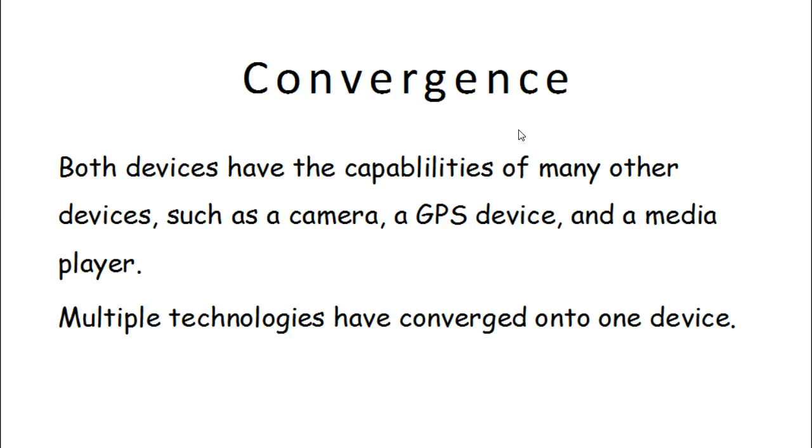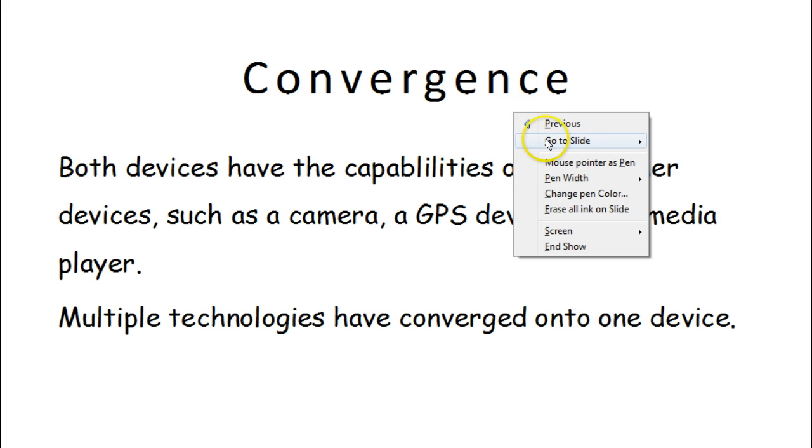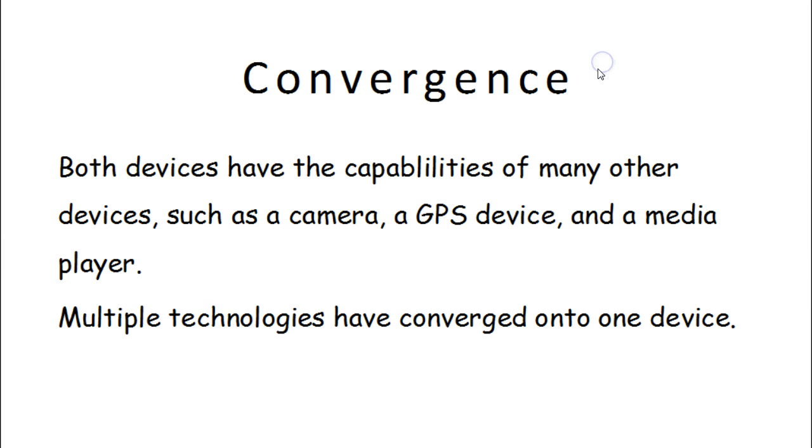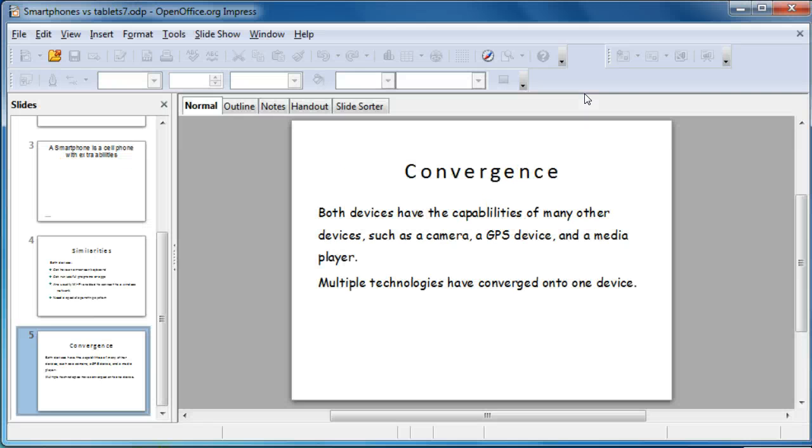If we wanted to go back to one of the slides, we could right-click anywhere and select Go to Slide. There's a problem though. The slides are called 1, 2, 3 and 4. We're not too sure which slide we should be on. Click away from the menu and then press Escape to exit the slideshow.